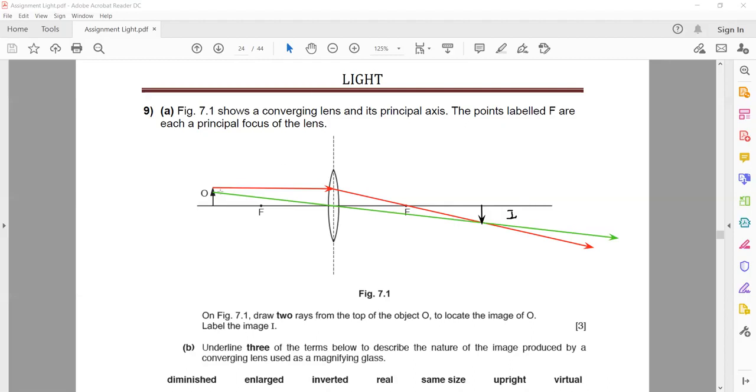The two rays should start from the same point, from the top of the object. So I should start from here and then draw the straight line. The point where these two light rays intersect will be the position where the image will form. And we have to label this as I.